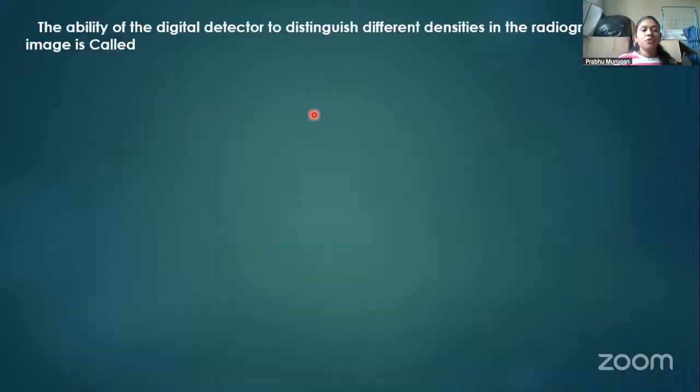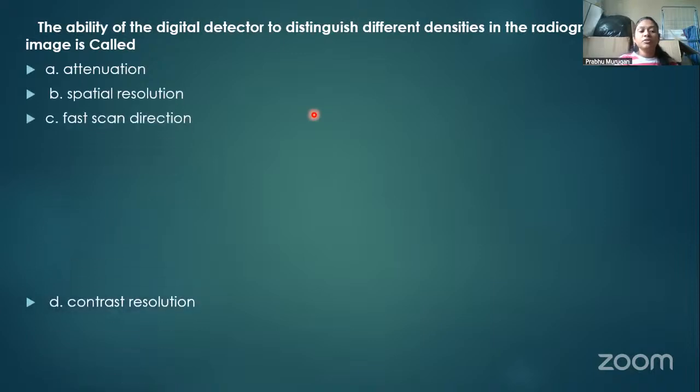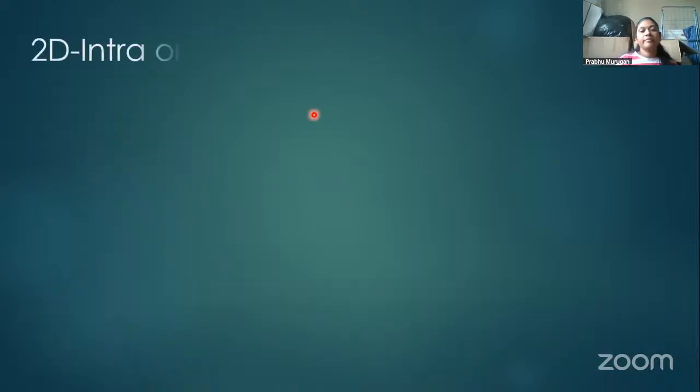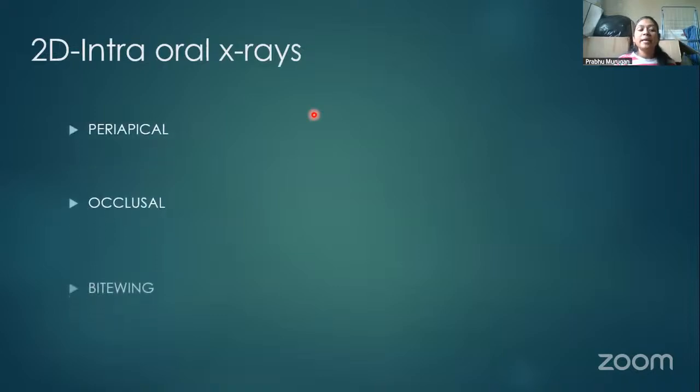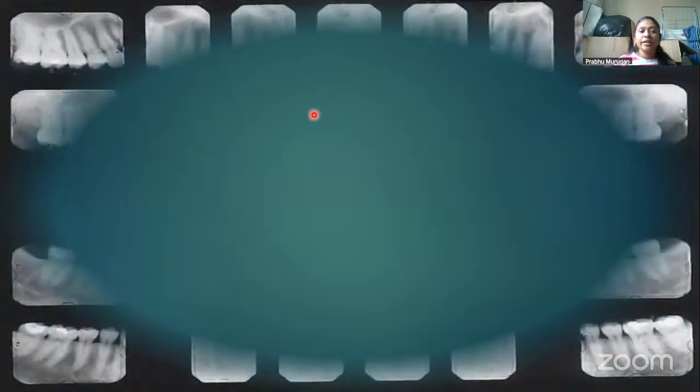Okay. So one MCQ that was asked: the ability of the digital detector to distinguish different densities is your contrast resolution. Speaking about the types of X-rays, your 2D intraoral X-rays are going to include your periapical, occlusal, and your bite-wing radiograph.